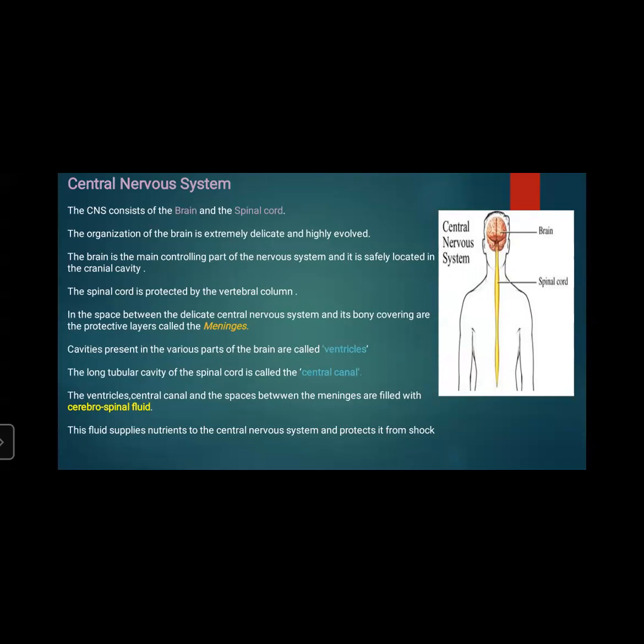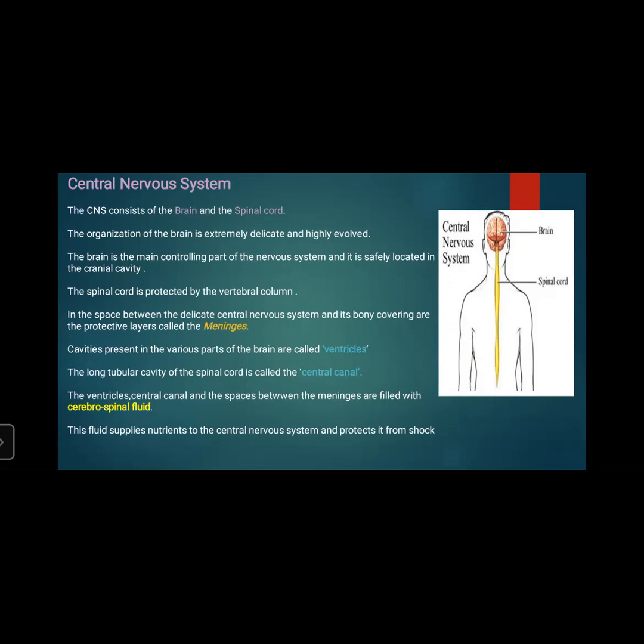The cavities present in the various parts of the brain are called ventricles, whereas the long tubular cavity of the spinal cord is called the central canal. The ventricles, the central canal, and the spaces between the meninges are filled with cerebrospinal fluid. This fluid supplies nutrients to the central nervous system and protects it from shock. See how important the central nervous system is, because it consists of the brain and the spinal cord, an extremely delicate and highly evolved part.